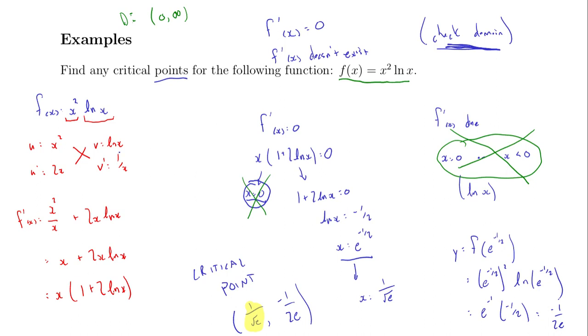So if I just ask you for finding critical points like this, you can just give me the x value. But I want you to remember this is actually a point on this curve. And it's a point on this curve where the derivative specifically is equal to 0.